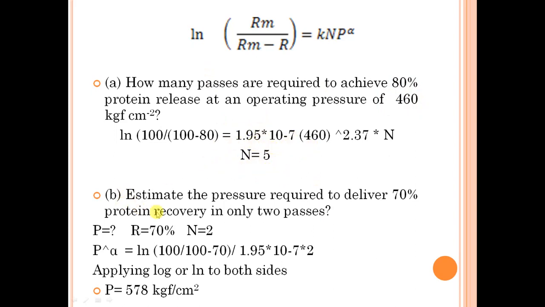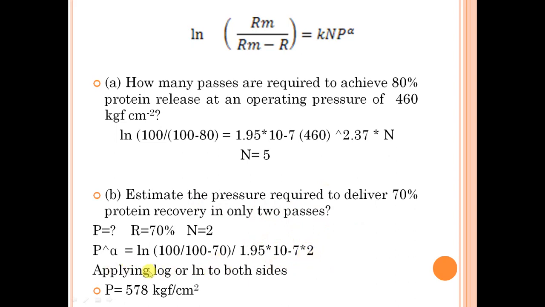Similarly, we will see one more case study where you are asked to find the pressure to deliver 70% protein release with 2 passes. So we know N is 2, R is 70%, and we are supposed to find the P value. Using the same equation, rearranging it, P power alpha is equal to this term divided by K into N. We know this value is 100, that is the Rm value. R is given as 70 in this particular case, we already know the K value, and the number of passes given is 2. If we want to do this within 2 passes, how much pressure should I apply? That is what we are trying to find out.